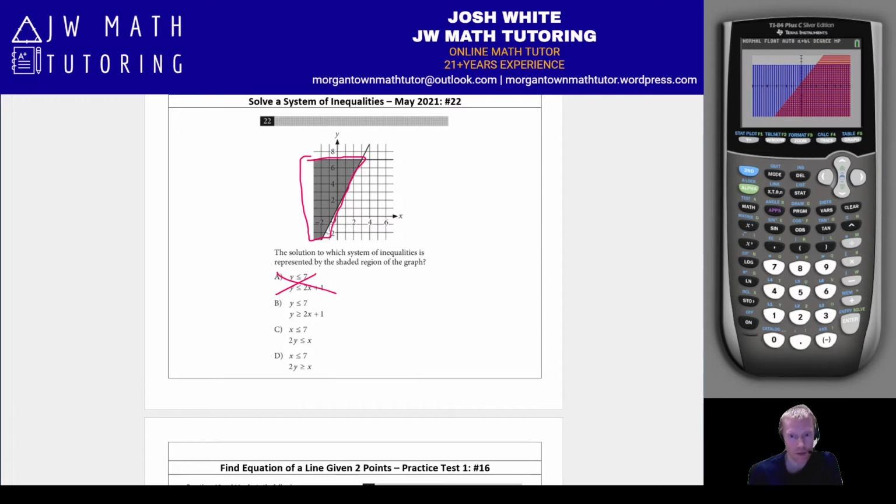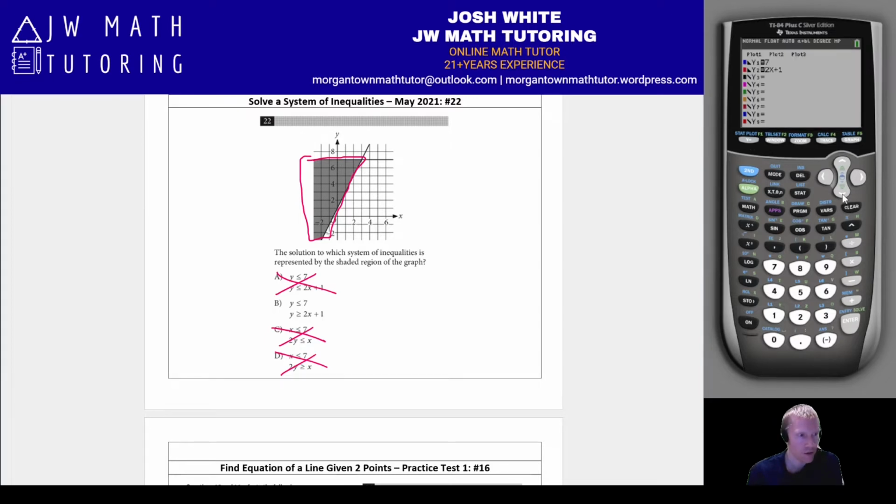You would also notice this if you looked at answer choices C and D. They both have x is less than or equal to 7 as part of them, and that's going to be a vertical line shaded to the left or to the right of it. So these are not going to make sense. Just because there's only an x, that means it's going to be a vertical line as part of the inequality. So by process of elimination, it's B, but let's say we didn't recognize that.